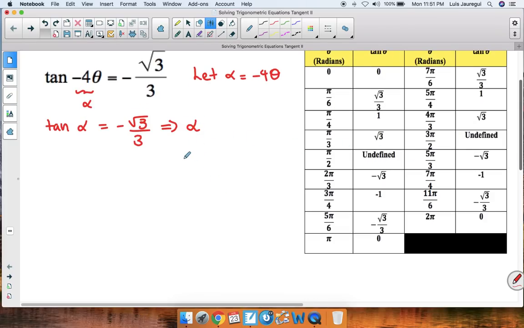So by looking at this chart on the right, we can say that the values for alpha that will make this a true statement happen to be 5 pi over 6. That's one of them. And the other one happens to be 11 pi over 6. But that's not the value that we're interested in. The value that we want to get is theta. So using the first value for alpha, in other words, using alpha equals 5 pi over 6, let's solve for theta.